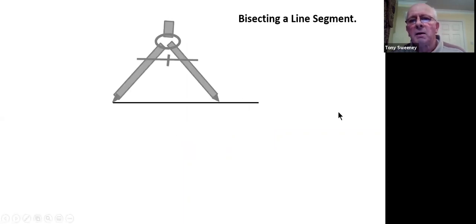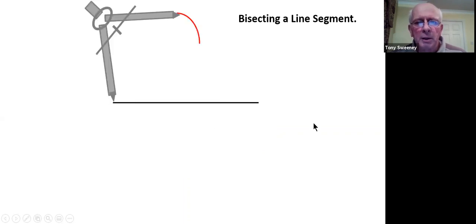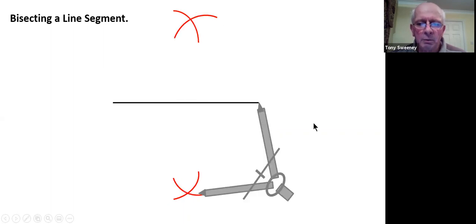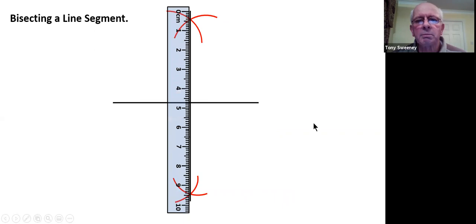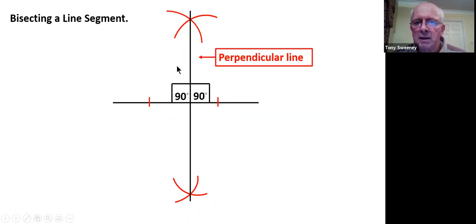Okay. Now this is bisecting a line segment. So you make sure that the width of the compass is greater than half the line. So you put an arc there, and down below it another one, and over here another one, and here another one where it intersects, and just join them with the line. So the line is cut in half. And there, these are also 90-degree angles, and that is a perpendicular line. Okay.